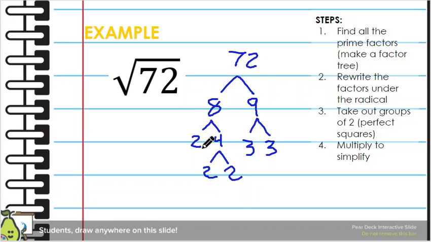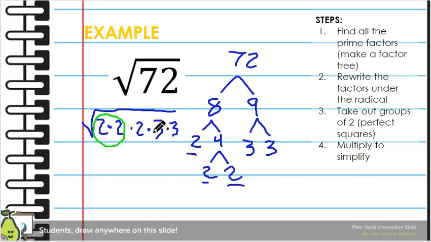So now I'm left with all prime numbers on the bottom, and I'm going to rewrite this with all my prime numbers. I'm going to have 2 times 2 times 2. I have three 2s, 1, 2, 3, and I have two 3s, so times 3 times 3. Now I can pull out my groups of 2. I see there's one group of 2 and one group of 3, so this group of 2 can get pulled out and this group of 3 can get pulled out. That means I'm left with 2 times 3 on my outside, and on my inside I'm left with a 2.